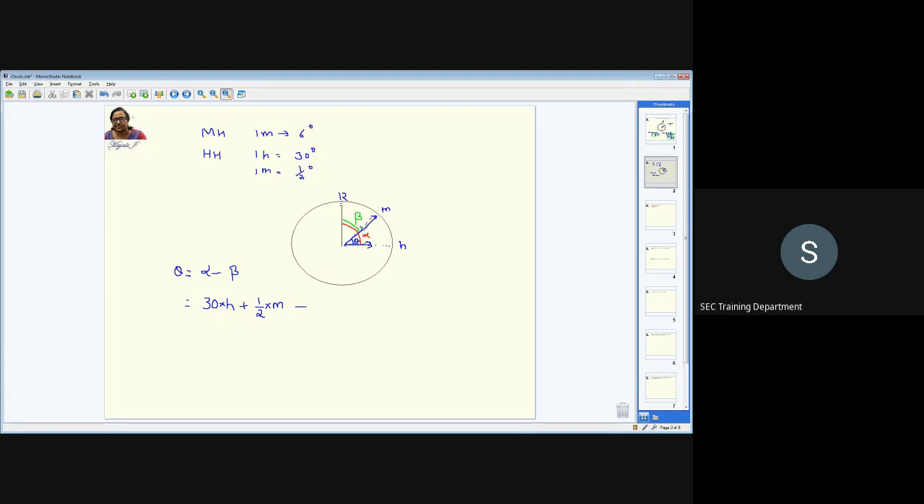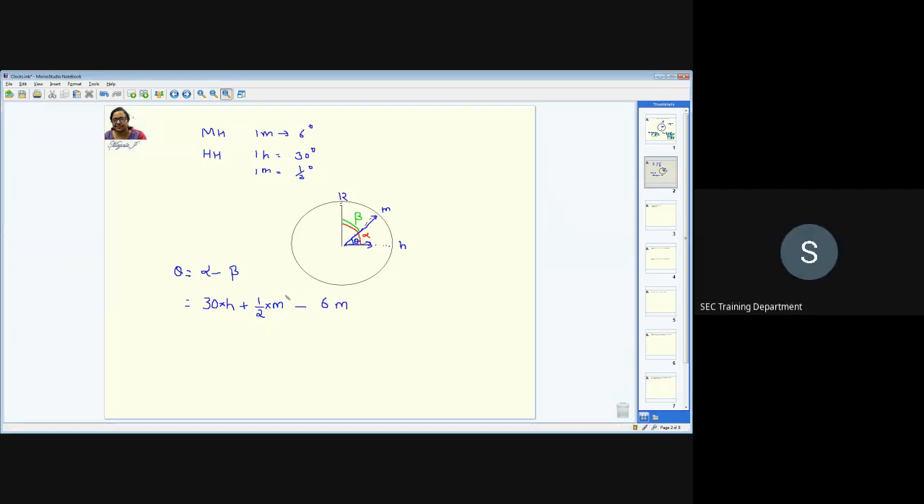Beta is what I'm supposed to write here. Can anyone say that? Hello? Tell me what should come here. For m minutes it is moving, right? So it has to be m. And the minute hand has to move how many degrees per minute? 6. Therefore 6m. Is that clear now?